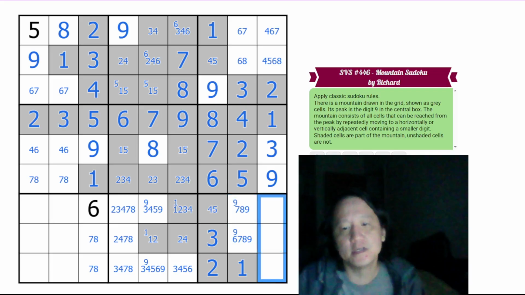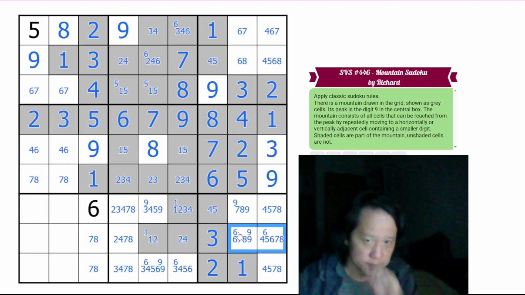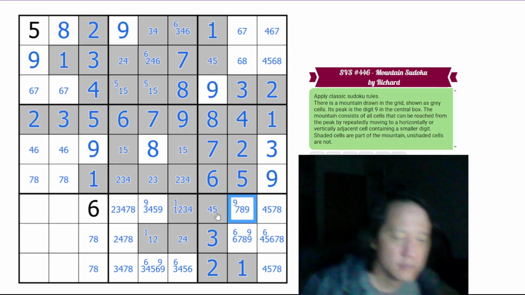Remaining digits in column 9: 4, 5, 6, 7, 8. This can't be 6. This can't be 6 because one of these two is a 6. So 6 is one of those two.